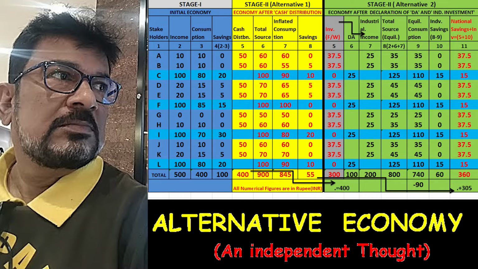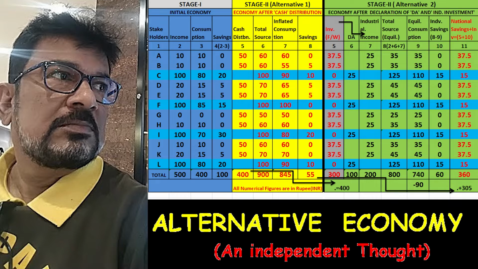Whenever extra income has been generated for the people, they must consume more units of consumable items, and hence their consumption position will be as shown in column 7, that is inflated consumption, because after distributing cash the supply of money will increase, and hence there must be some inflation, and therefore the consumption has been stated as inflated consumption, that is A 60, B 55, C 90, D 65 and like that, and doing so the total consumption will be 845.